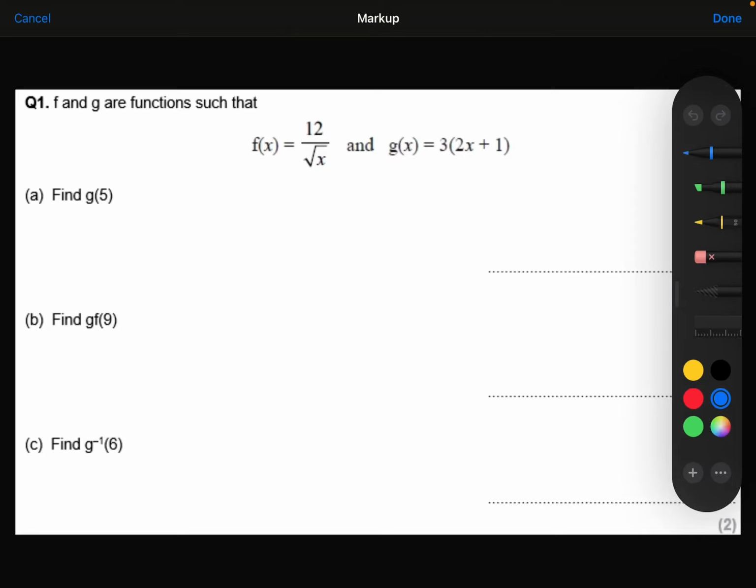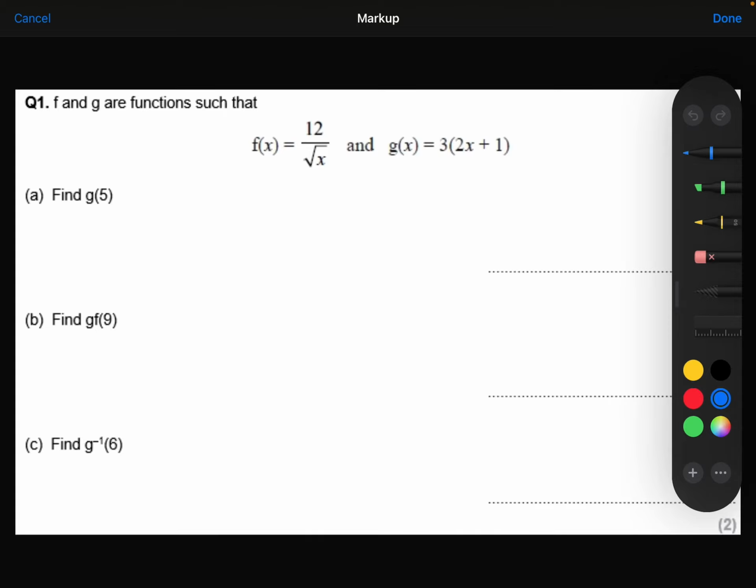f and g are functions such that f of x is equal to 12 divided by the square root of x, and g of x is equal to 3 times (2x plus 1). Part A, find g of 5.